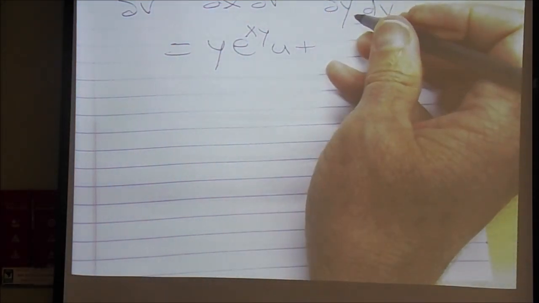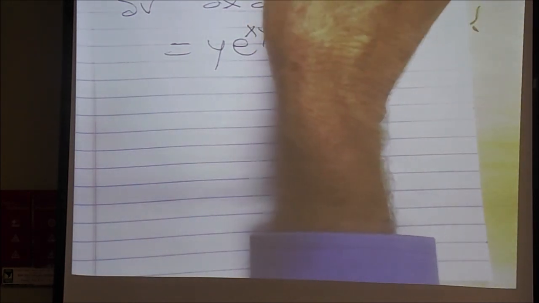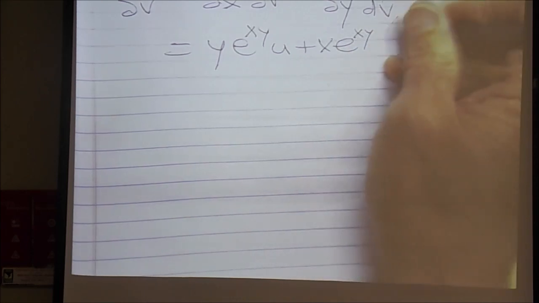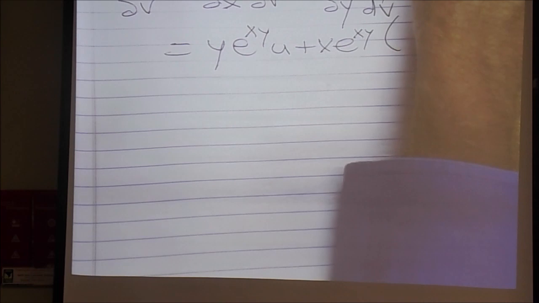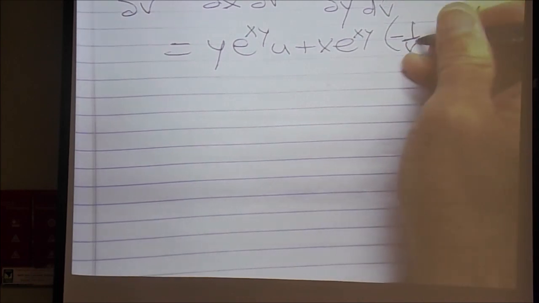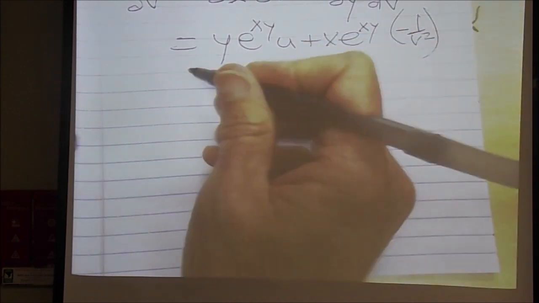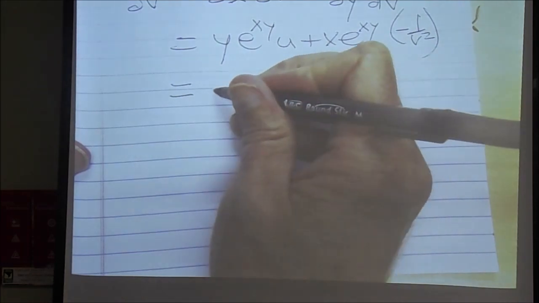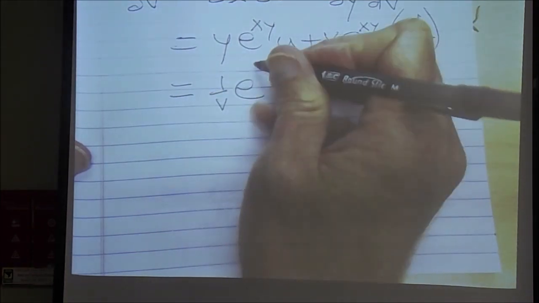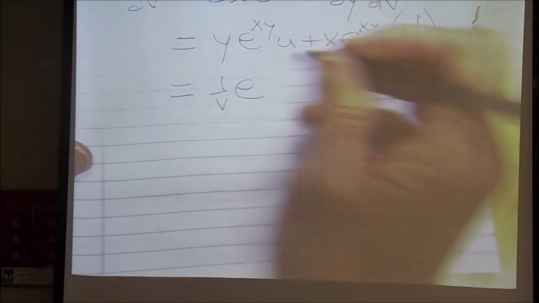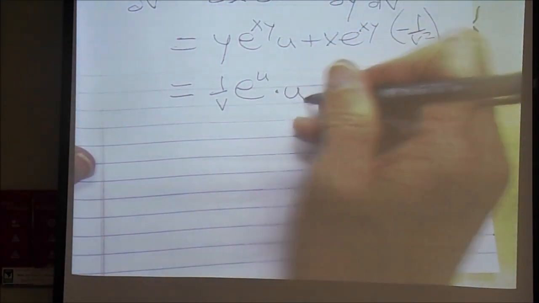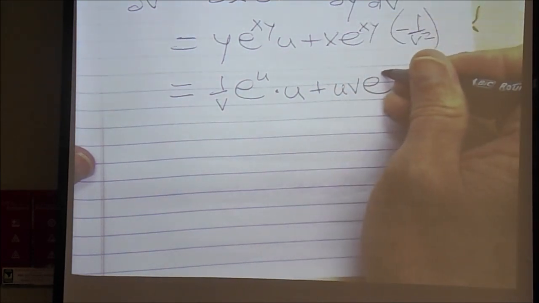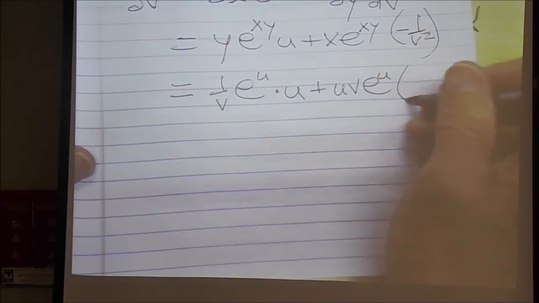dz dy, let's see, same thing, it's a constant times y, so it's x e to the xy. And dy dv then, think of this as v to the minus 1, the derivative of v to the minus 1 is minus 1 times v to the minus 2. Alright, now I have it, I've just got to put it back in terms of u and v. X is equal to uv and y is 1 over v, so this is 1 over v e to the x times y, which is apparently u, all times u, plus x, which is uv, e to the xy is e to the u, and minus 1 over v squared.